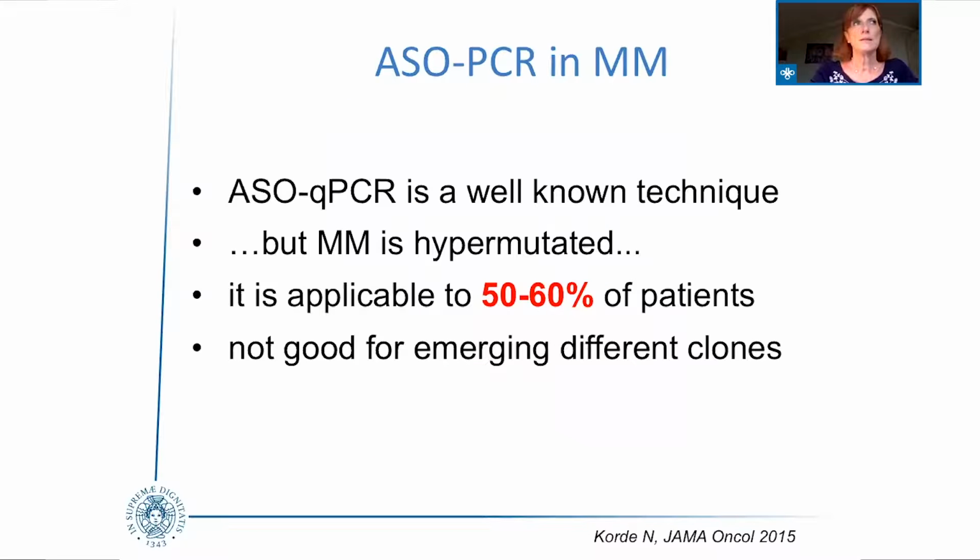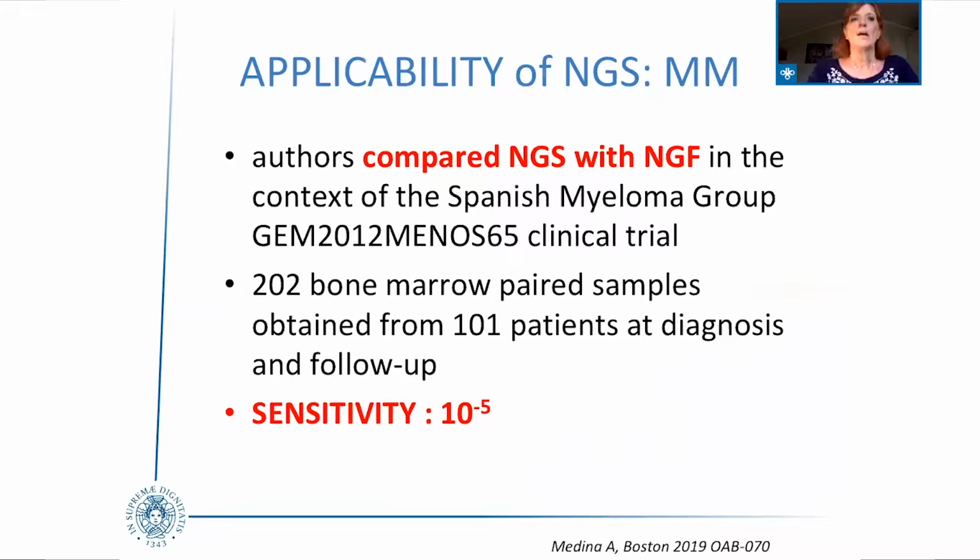I think that the superiority of NGS is especially in the applicability rate. Indeed, you have to consider that frequently multiple myeloma, mantle cell lymphoma, and CLL are hypermutated. So, ASO-PCR is applicable to only 50–60% of our patients.